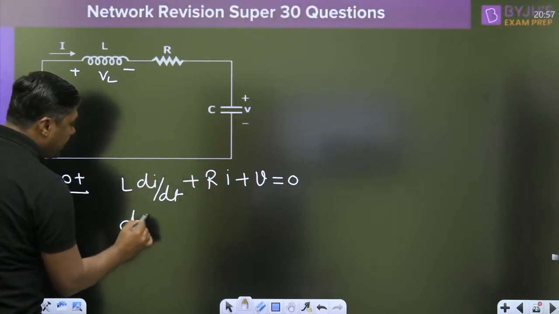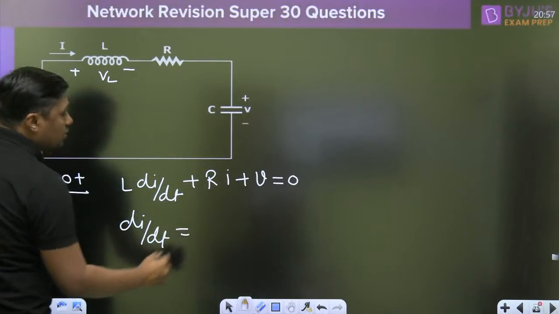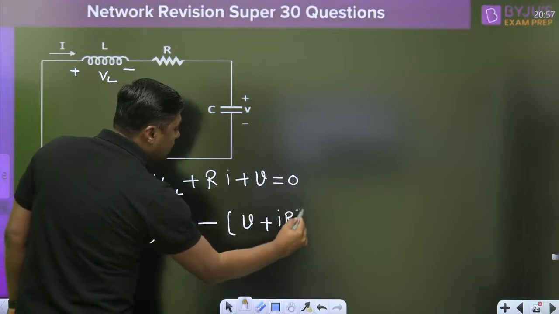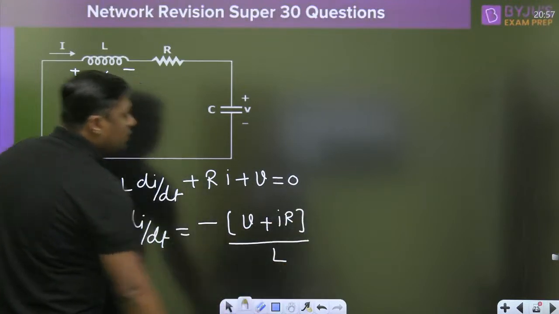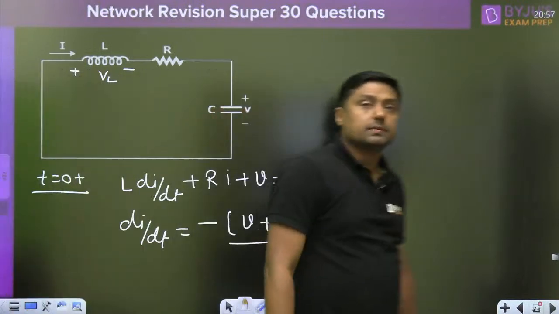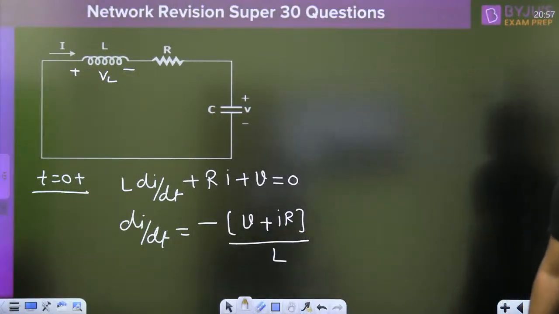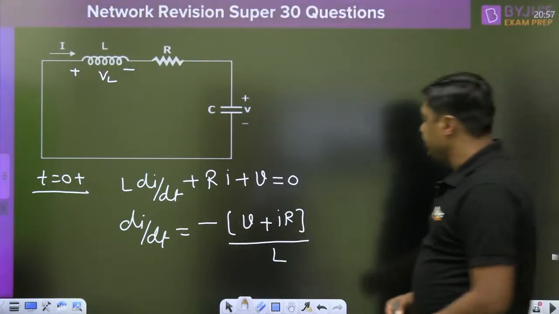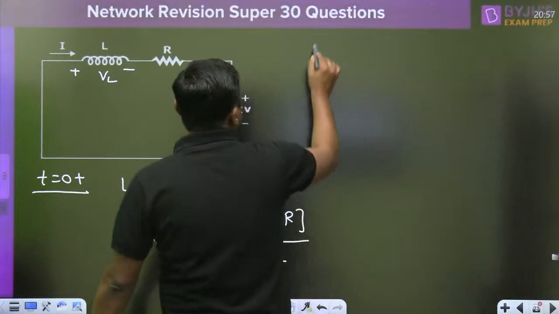You can find the di by dt is equal to minus (V plus IR) divided by L. That is the answer. Okay, then you can find the value. Easy? चलिए बताइए जरा.